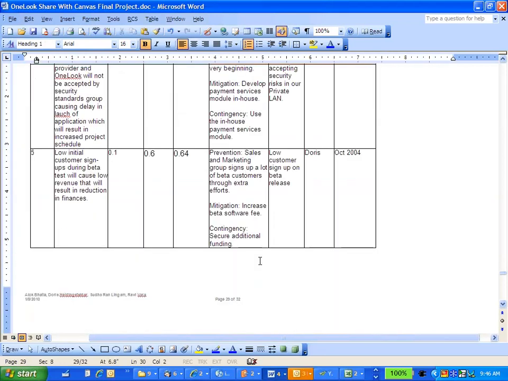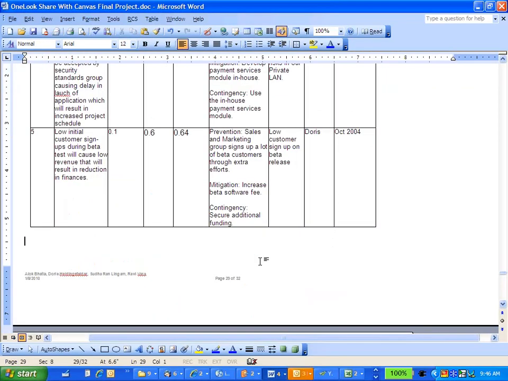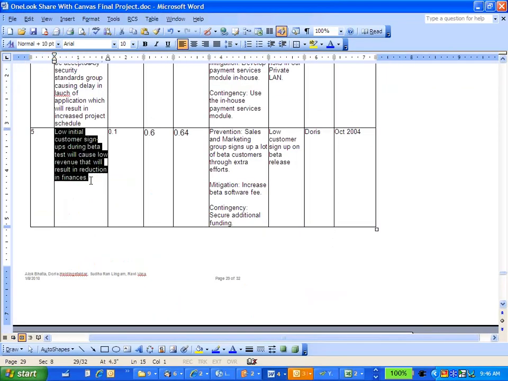You keep putting risks after risks after risks. It doesn't always have to be technology risk. Look at number 5.